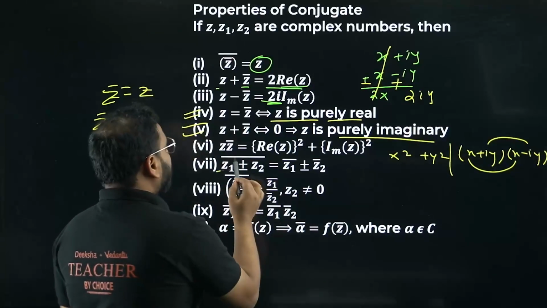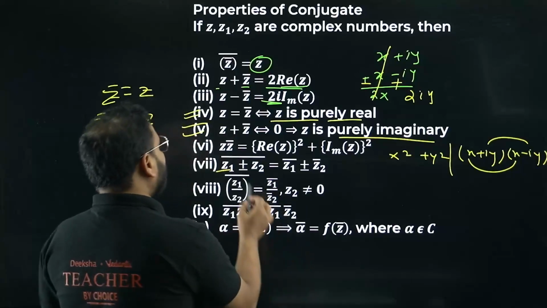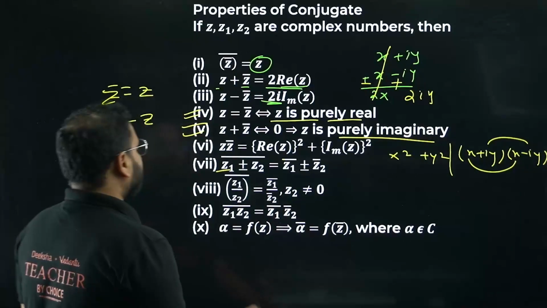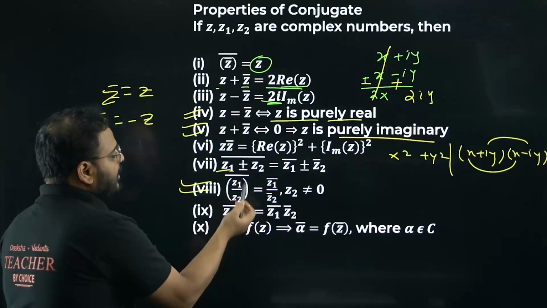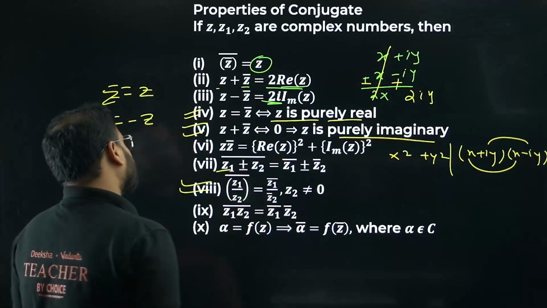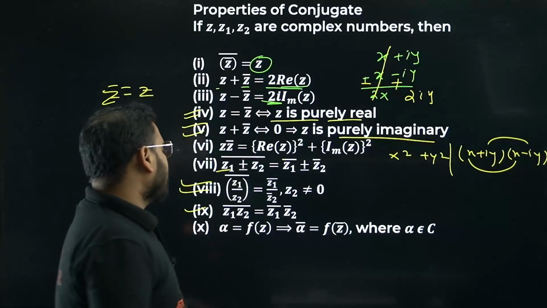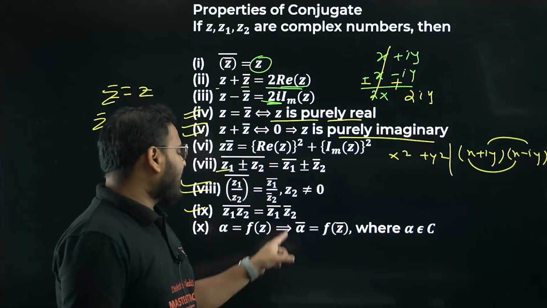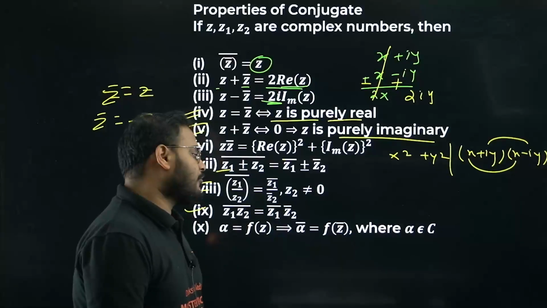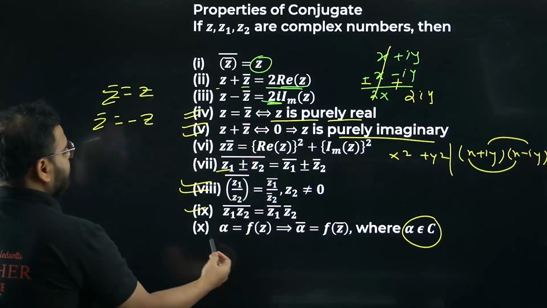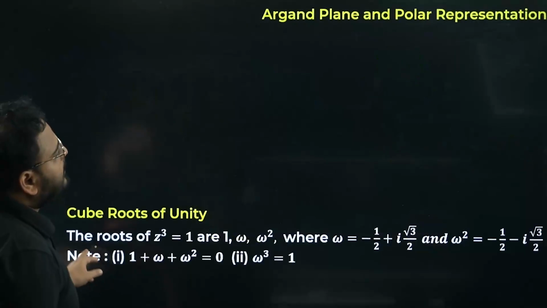Again, the property we have: if you have a difference or addition of two complex numbers and you apply conjugate to it, it will become simply the conjugate of the first plus or minus the conjugate of the second. Same goes in the case of the ratio or division, same goes in the case of the product. And you have a similar thing: if alpha is f of z and you're looking for alpha bar, you can write this as f of z bar. Of course, alpha has to be any complex number. Please check. Done. Simple things.